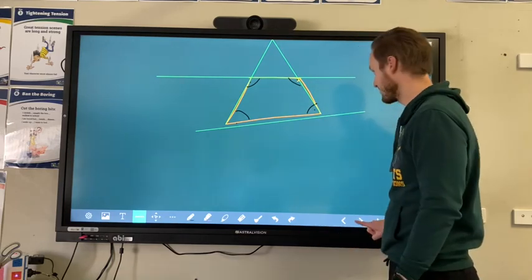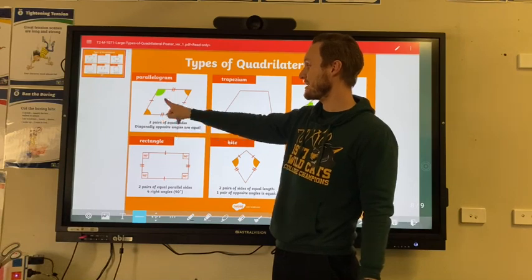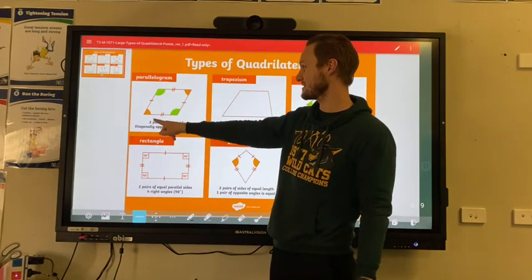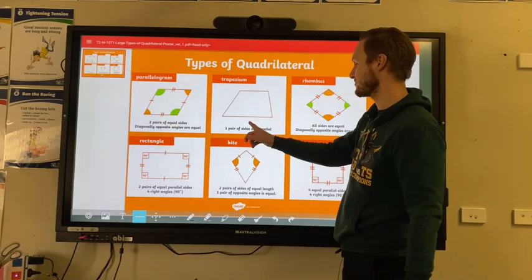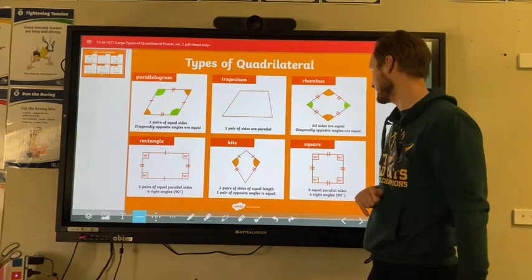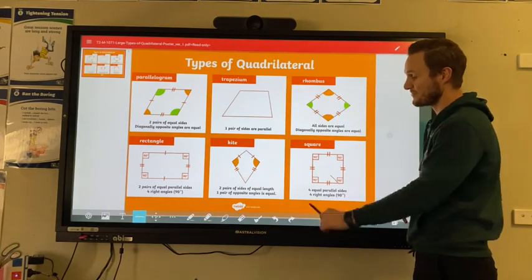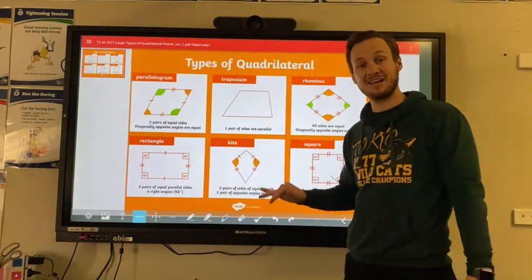So when we're looking at it, we can see a parallelogram has 2 pairs of equal sides, and the diagonally opposite angles are equal. Whereas with the trapezium, it just says 1 pair of parallel lines. Then we have all the other ones. We already went through all of these about what happens with equal sides and with the angles.